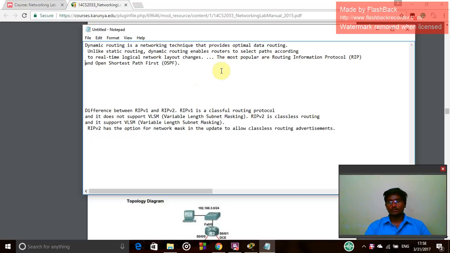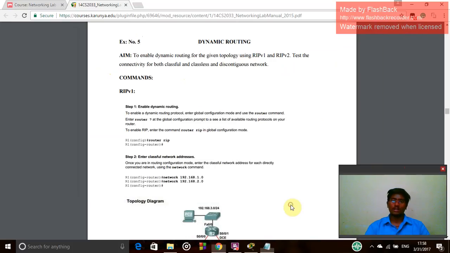changes. There are two popular dynamic routing protocols, RIP and OSPF. RIP means Routing Information Protocol, and OSPF means Open Shortest Path First. First we will consider the Routing Information Protocol, which is short-termed as RIP. There are two types of RIP, that is RIPv1 and RIPv2.